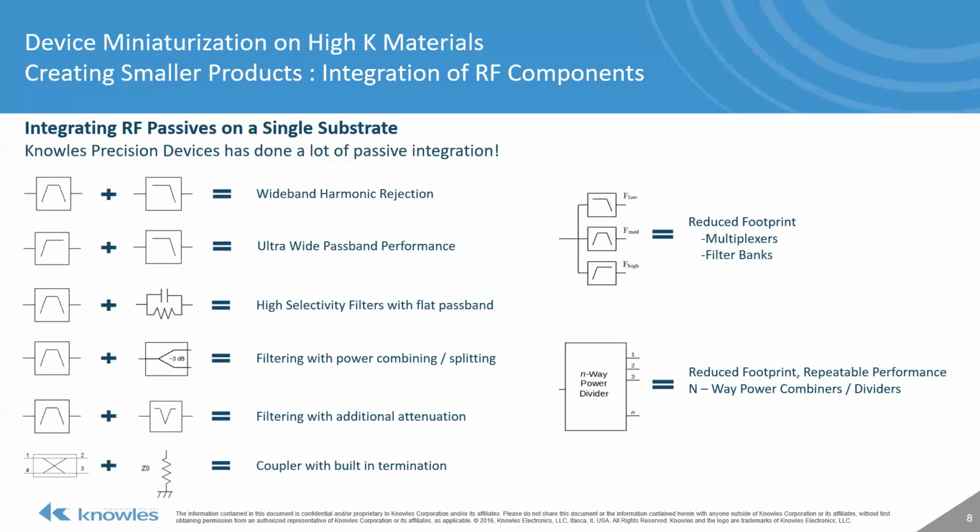So this slide shows some capabilities of what we've done in the past in terms of passive integration. Going from left to right and top to down, we have a bandpass filter plus a low-pass filter. We have a high-pass filter plus a low-pass filter. We have a bandpass plus a gain equalization network. We have a bandpass filter plus a Wilkinson. We have a bandpass filter plus a notch. And we have a coupler plus a built-in 50 ohm termination.